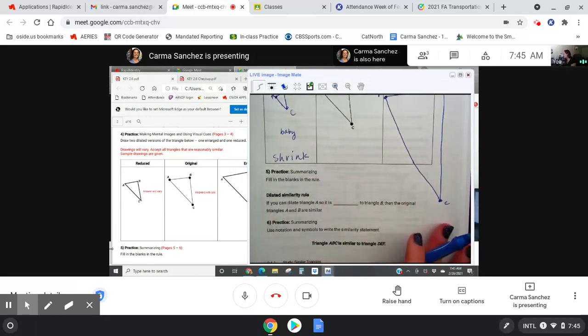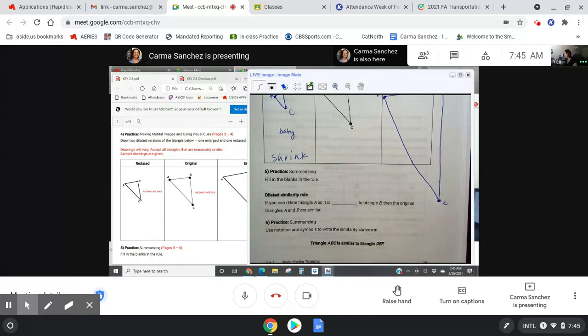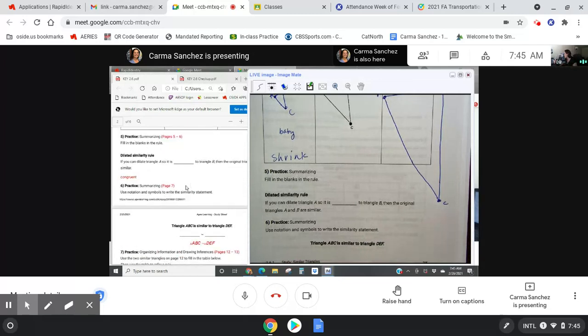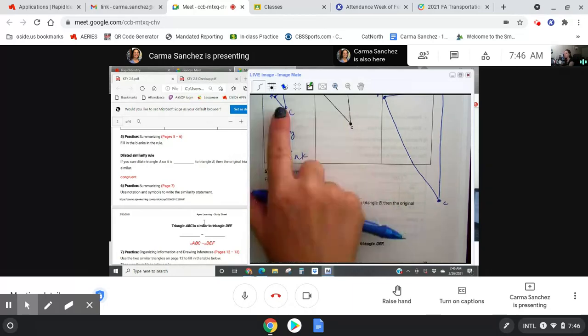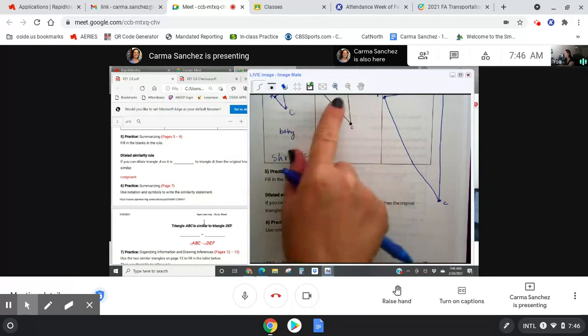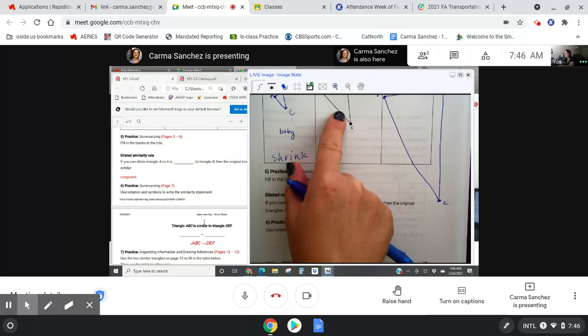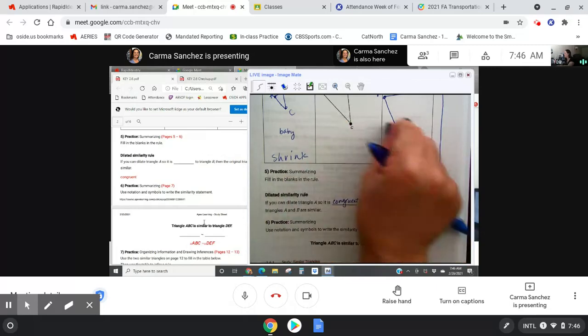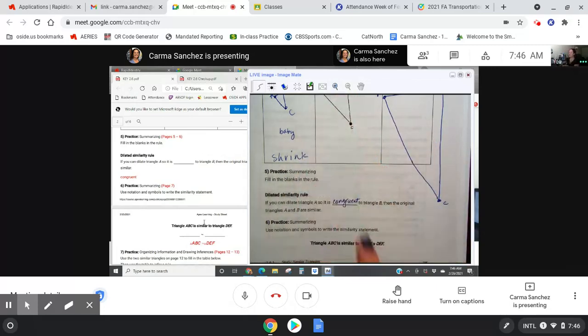Dilation similarity rule. If you can dilate a triangle A so that it is congruent to the triangle B, then the originals are similar. So if I can take this triangle and stretch it out to be this exact one, congruent, or if I can take this one and shrink it down to be this exact one, congruent, then they are similar.